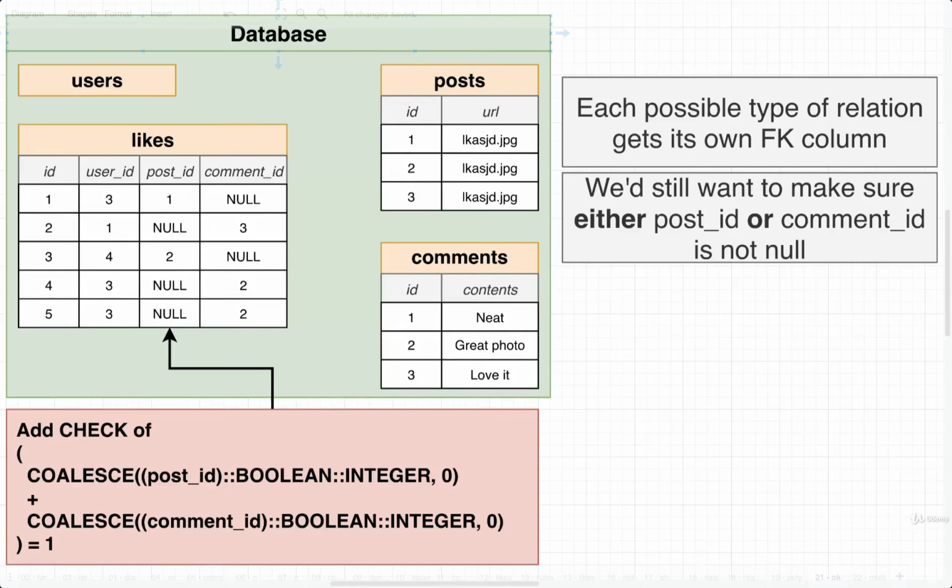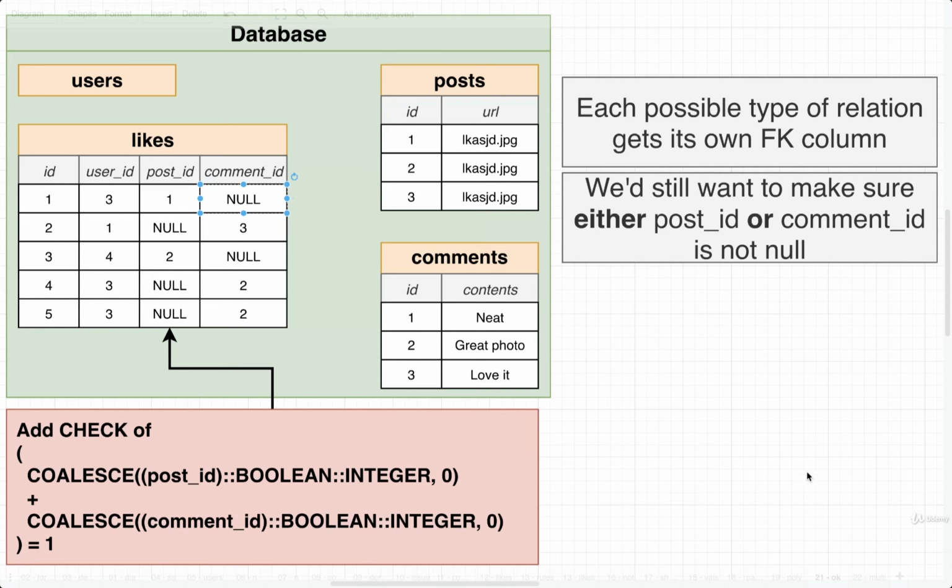So out of these three different methods of modeling a polymorphic association, which are we going to use? Well, we're going to go with solution number 2, where we have one table of likes. It's going to have a post ID column and a comment ID column. We're then going to make sure that for each row, either the post ID or the comment ID is defined, but not both, and at least one of them actually has to be defined.